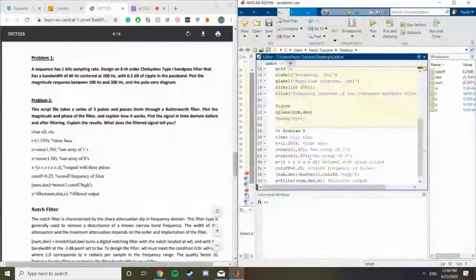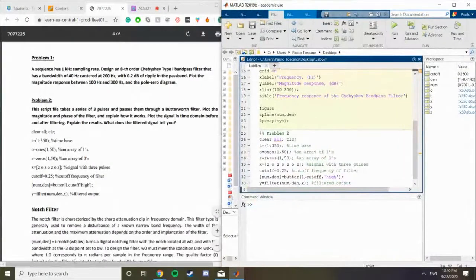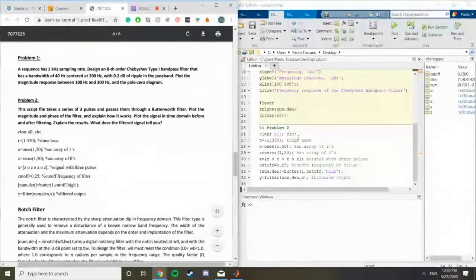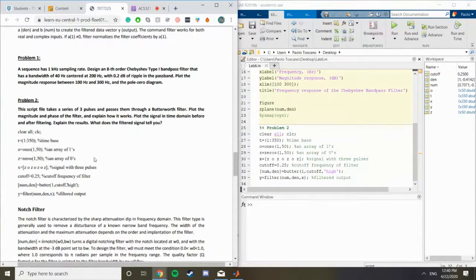So I gave you some samples. I would like you to plot your signal in time domain before filtering and after filtering, and also plot the magnitude and phase of the filter.